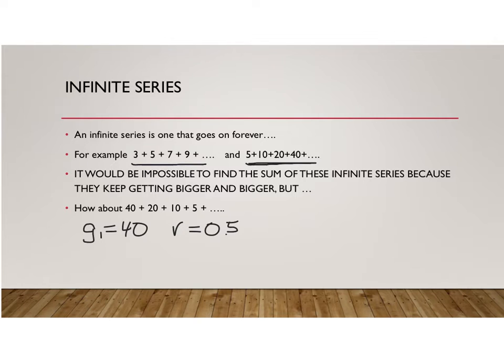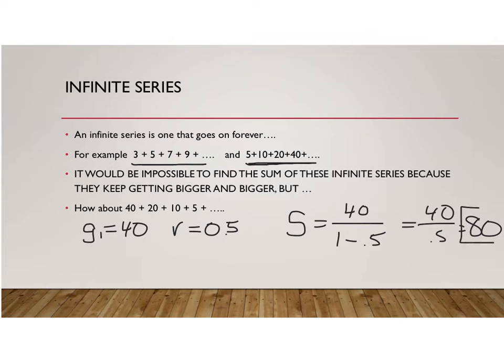So really, they would add up to be 80. So we can say that the sum of this series, and the formula we'll learn on the next slide, is you'll take your first term and divide by 1 minus 0.5. 40 divided by 0.5 is 80, which should be the sum of this series. We could do this because the ratio is less than 1.